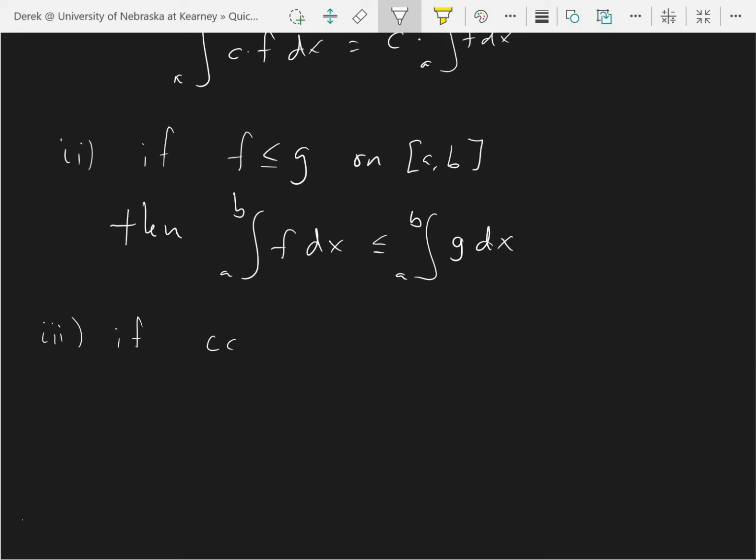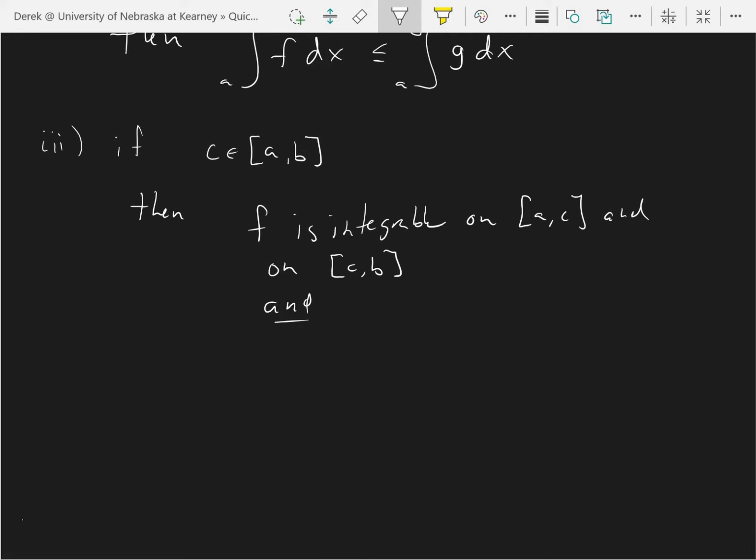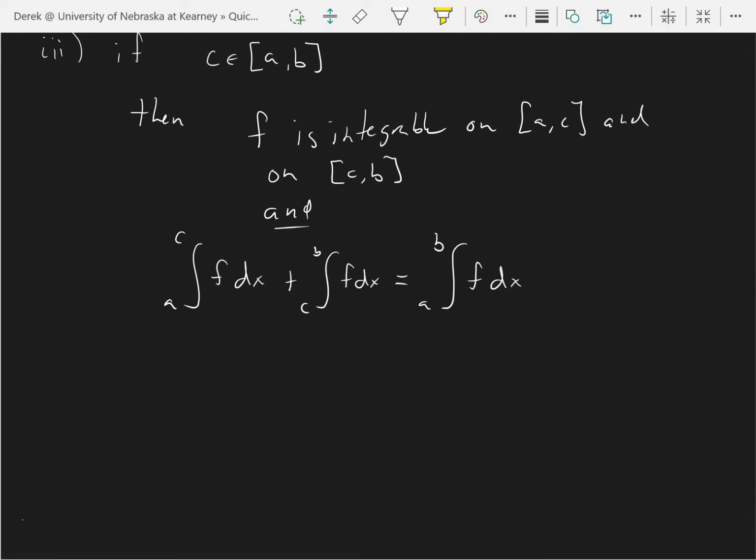If c is in the interval from a to b, then f is integrable on [a, c] and on [c, b], and the integral from a to c of f dx plus the integral from c to b of f dx is equal to the integral from a to b of f dx. Okay, so you can break it up into parts.